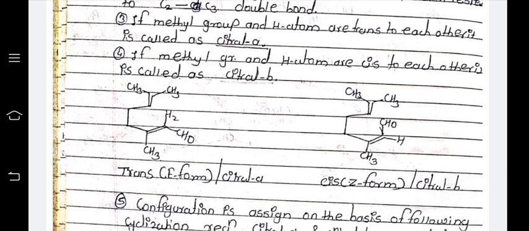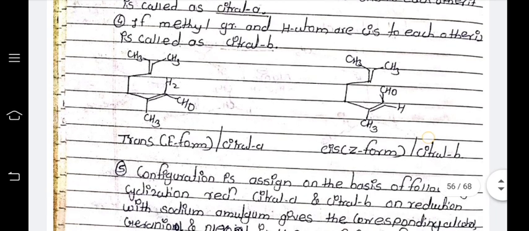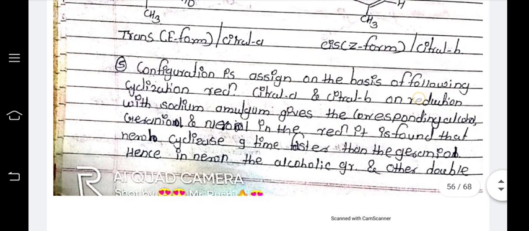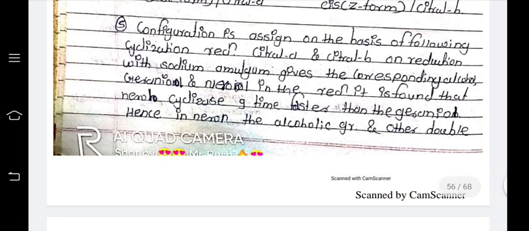If the methyl group and hydrogen atom are trans to each other, it is called citral A. If the methyl group and the hydrogen atom are cis to each other, it is called citral B. Trans, E, forms citral A and cis, Z, forms citral B. The configuration is assigned on the basis of the following cyclization reactions: citral A and citral B on reduction with sodium amalgam give the corresponding alcohols geraniol and nerol.